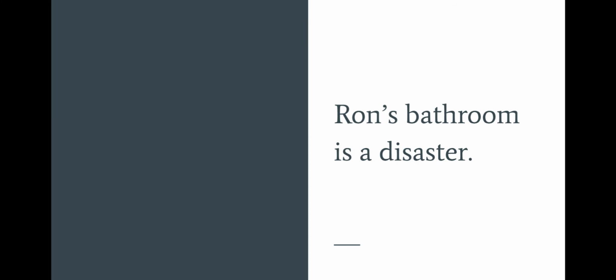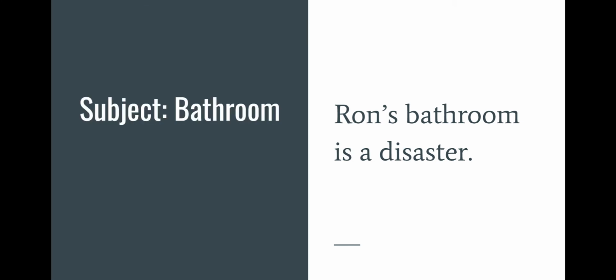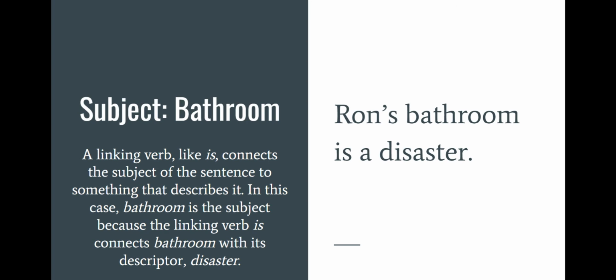In this one, Ron's bathroom is a disaster. Our subject would be bathroom because it's bathroom that is the subject of that linking verb is. A linking verb connects the subject of a sentence to a description. So the linking verb is connecting bathroom, the subject, to disaster, a description.